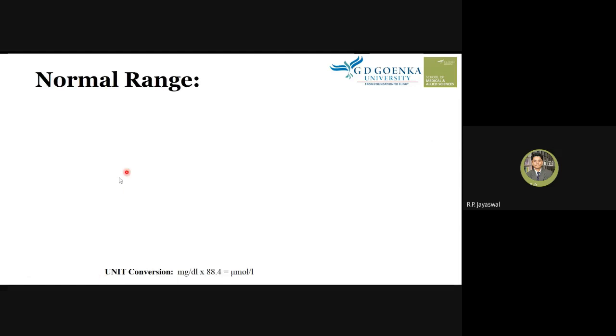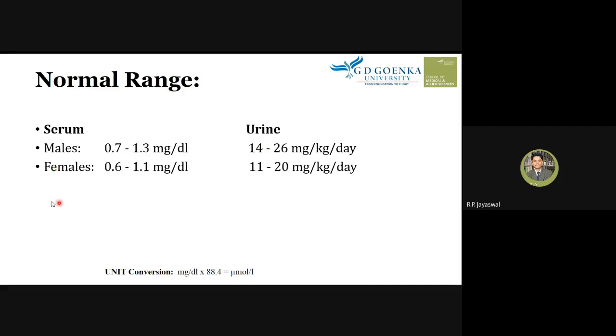Now the normal range, for serum and urine. We can do the test, and in serum, the male has 0.7 to 1.3 mg per dl, and urine is 14 to 26 mg per kg per day. This is the value for normal range in male, and for female, this is the value in the serum: 0.6 to 1.1 mg per dl, and the urine of the female contains 11 to 20 mg per kg per day.